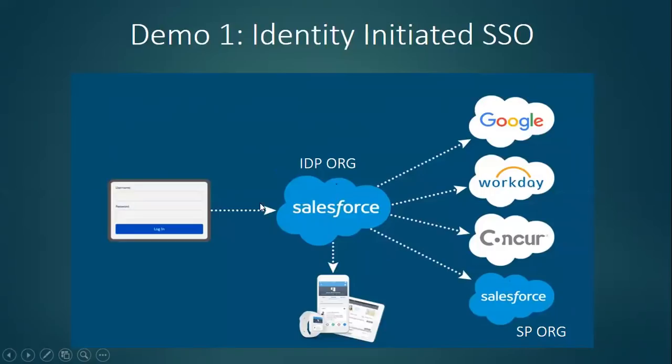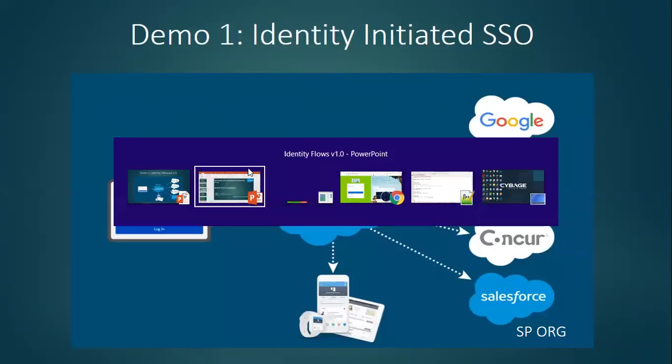Once you log in to the IDP, you get access to everything that you are authorized to, right? So once the authentication is done, it verifies the authorization, and based on that, it shows you which application or which service provider you have access to, and gives you an option to click on and open that specific service provider. Okay, so this is our first demo. Let's see live how it looks and how it works.